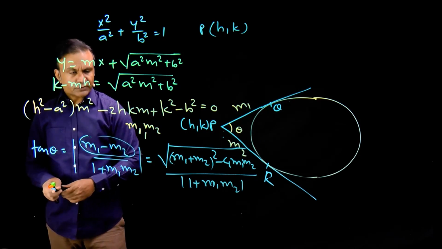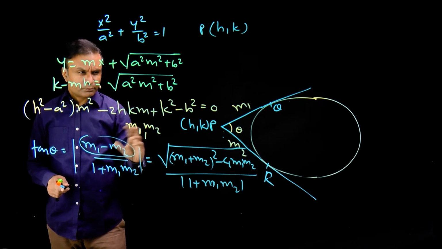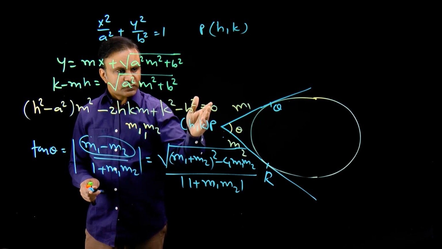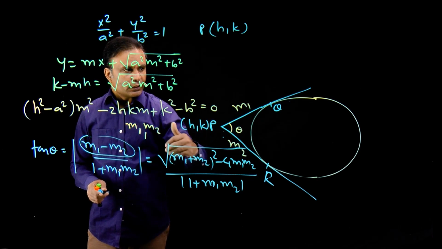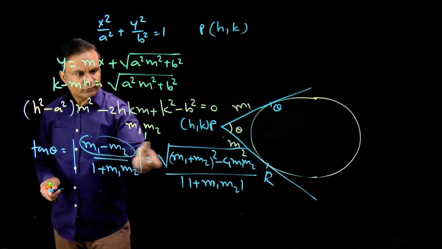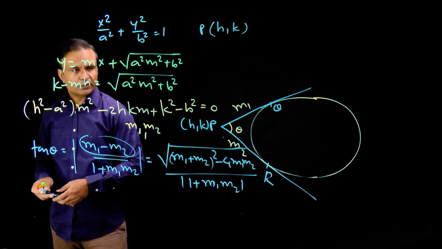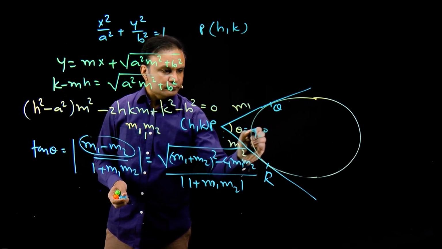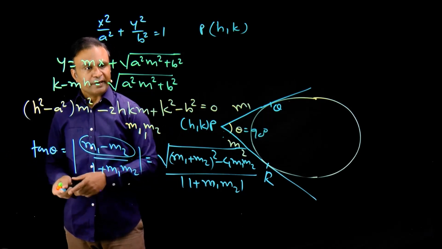Okay, now why am I doing this? Because there are some problems based on locus, in which we have to find the locus of point P through which the angle between tangents is theta. So that time we will be using this mechanism. Okay. Now suppose this angle is 90 degrees. Tangents are perpendicular.